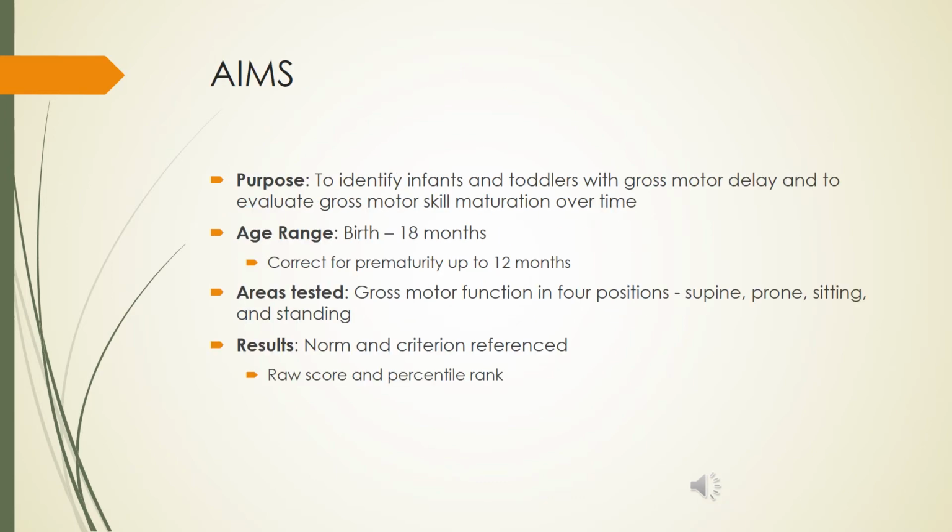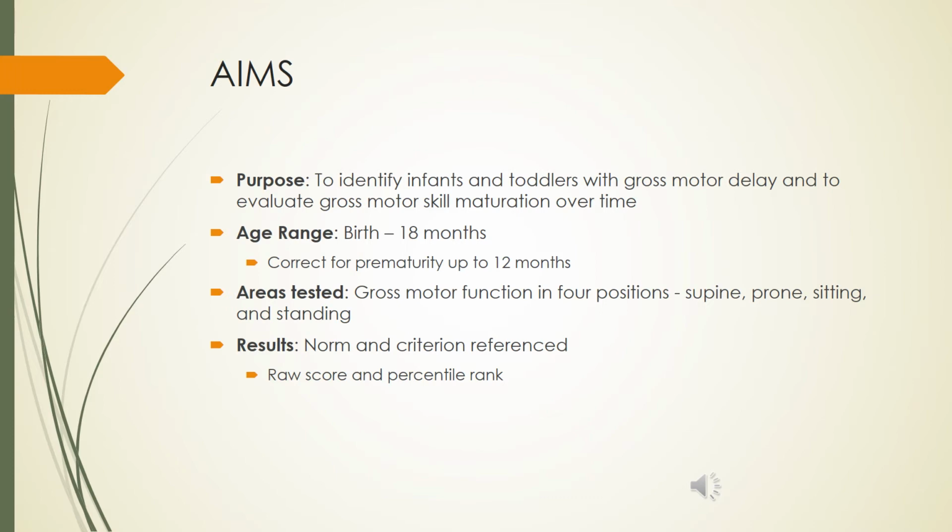So the AIMS, or Alberta Infant Motor Scale, like I said before, it could be a screening test or a standardized assessment, and its purpose is to identify kids with gross motor delay and then monitor that progression over time. Age range is from birth through 18 months old, and then you correct for prematurity only up to 12 months of age for this one. So after 12 months old, it doesn't matter if a baby was born early, we just score them at whatever age they are from birth.